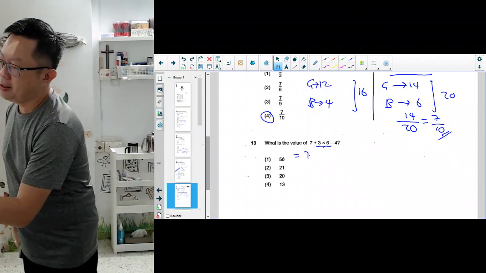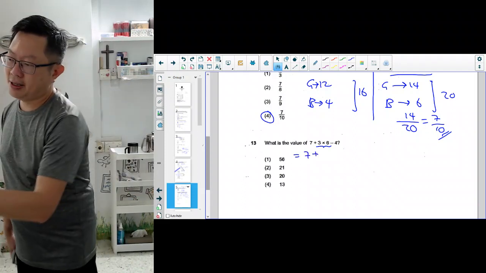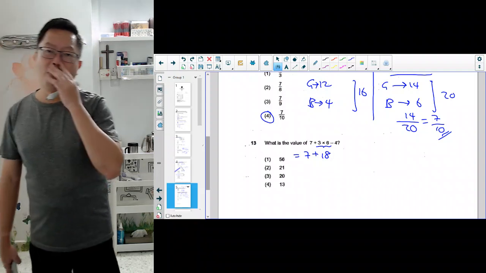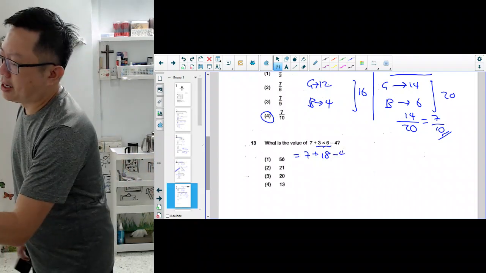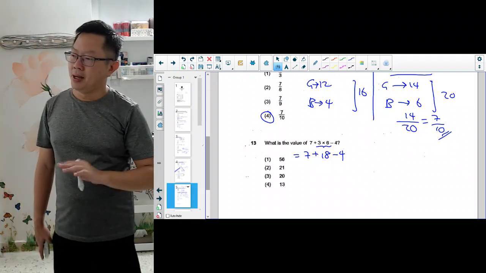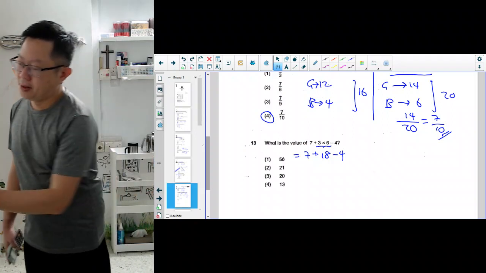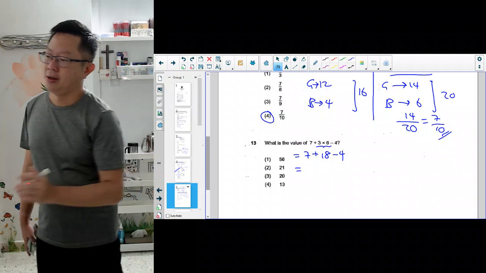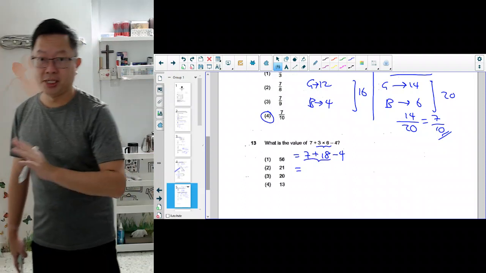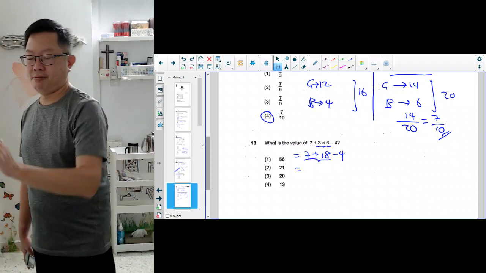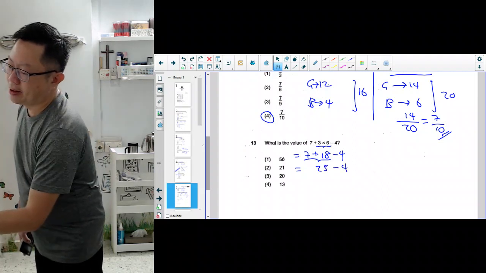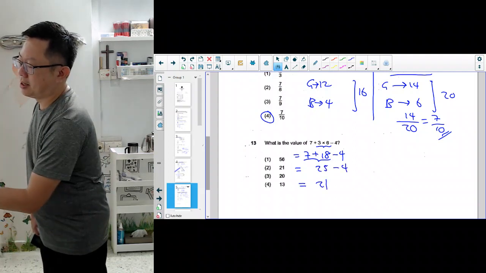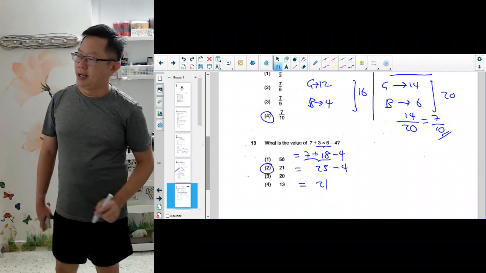So 7 plus, get the answer for that, 18, right? I will always have an arrow sign to indicate what to do first. Then later you write out the rest of the sentence. So you have plus and minus, they are equally important, so you do left to right. So 7 plus 18, which is what you must do first. So you have 25 minus 4, and your answer will be 21. So answer number 2. Okay, let's go to 14.